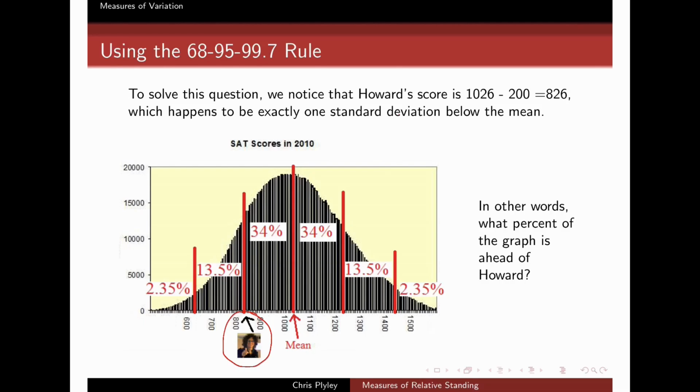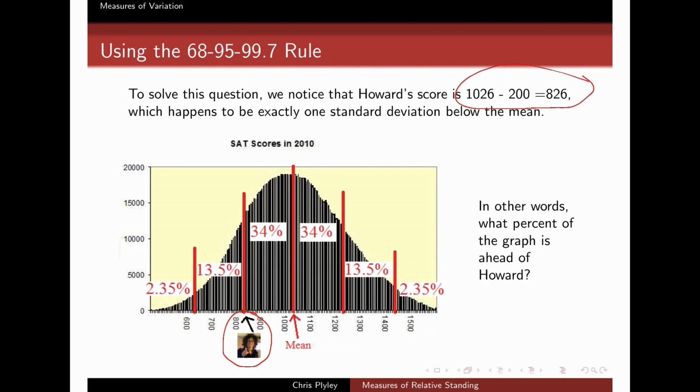The mean is 1026, and I know that Howard scored exactly 1 standard deviation below average. How do I know that? Because his score just happens to be 200 below the mean, and 200 is the standard deviation. So the empirical rule tells me, here I am looking for a range.